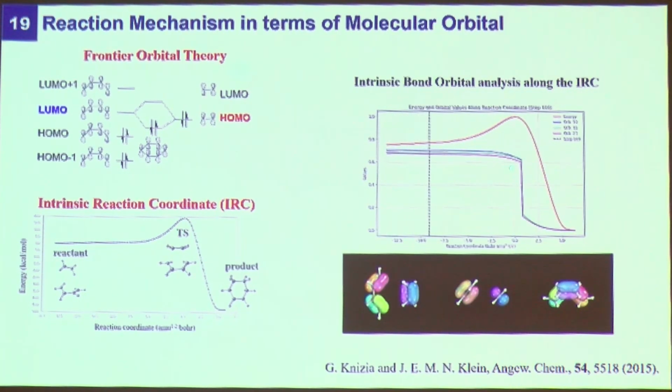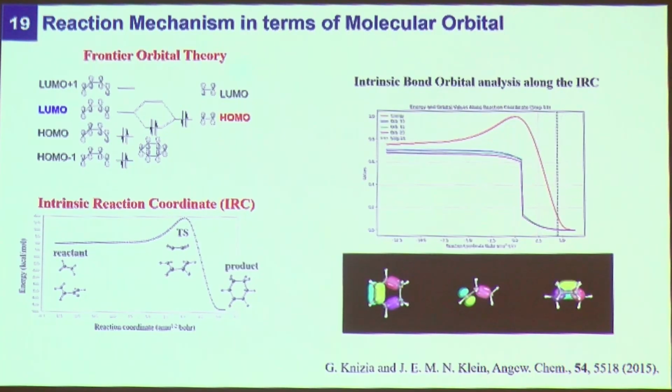So this is the energy. In this region, the orbitals change drastically. In this case, a double bond changed to a single bond, and a new bond is formed between ethylene and butadiene, and some single bond changed to a double bond. So these three bonds are picked up. Now this is one way to understand the electron flow.